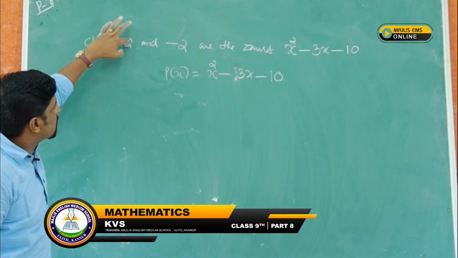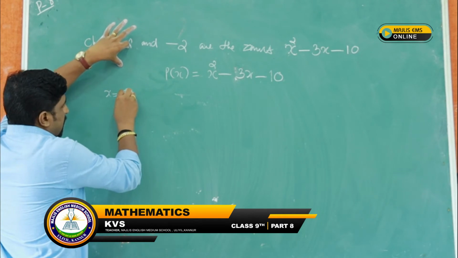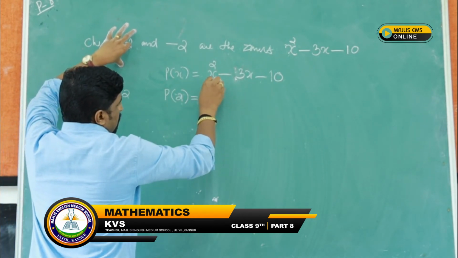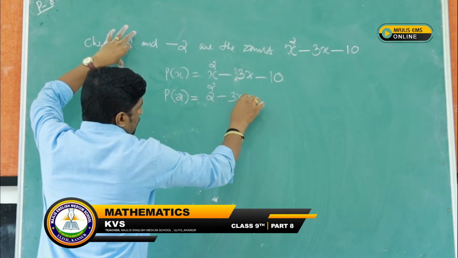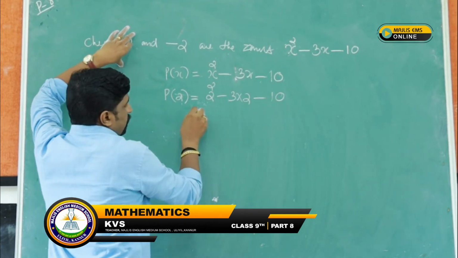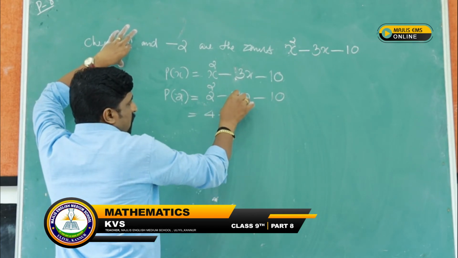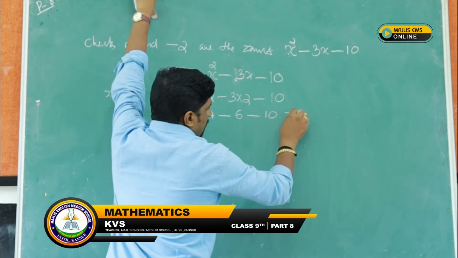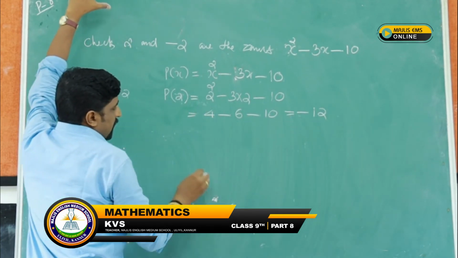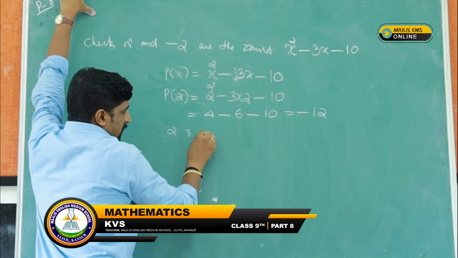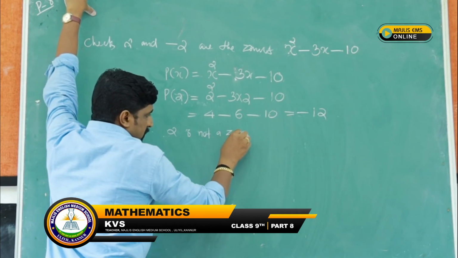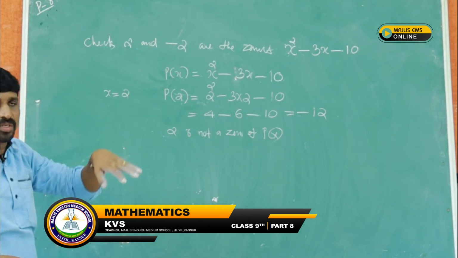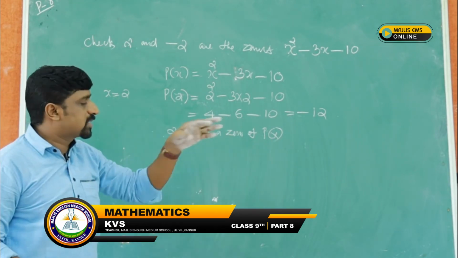First we need to check x equal to 2. P of 2 equal to 2 square minus 3 into 2 minus 10. That is, 2 square is 4, 4 minus 6 minus 10. You got answer minus 12. We can conclude 2 is not a 0 of p of x. Therefore, in the first case, x equal to 2, it is not a 0.